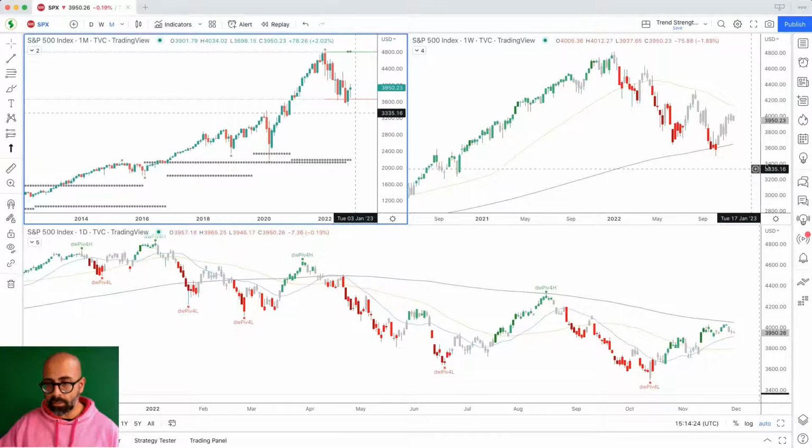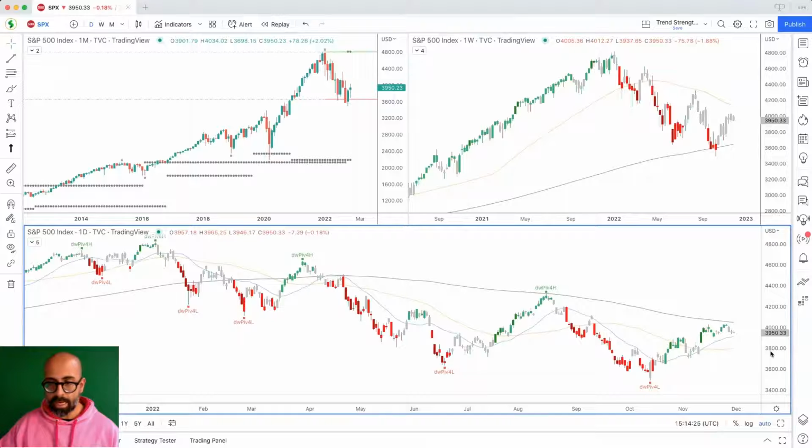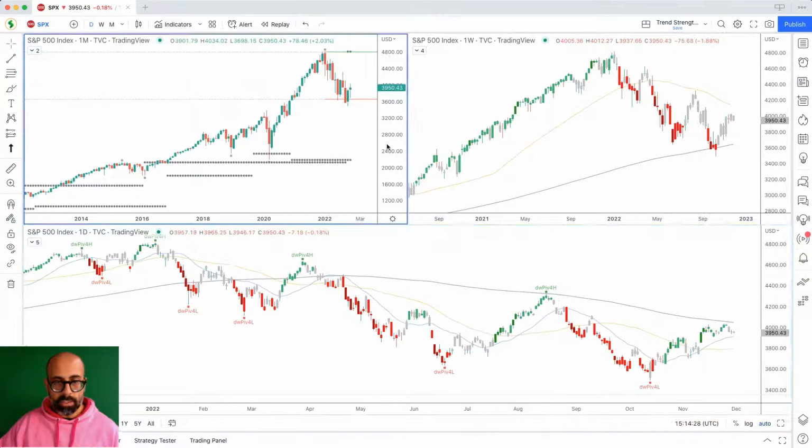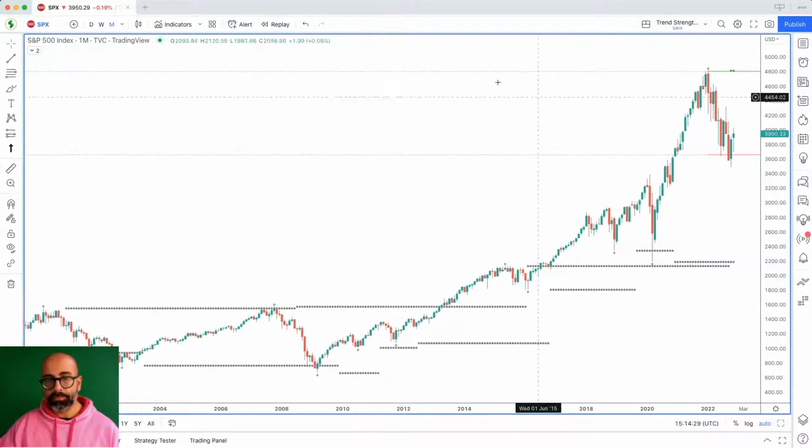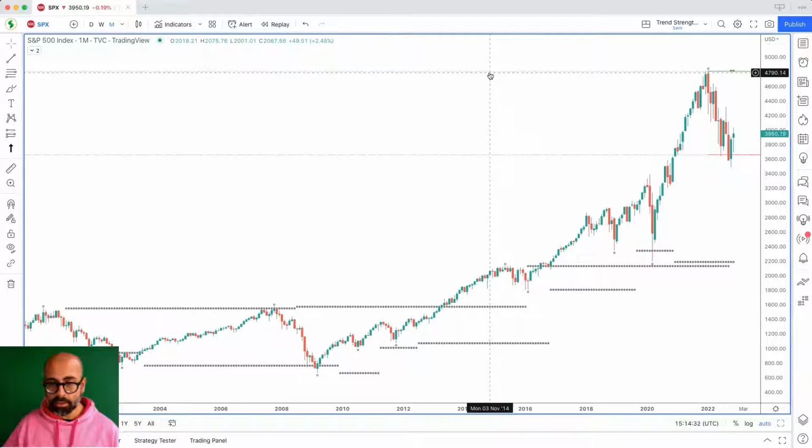I've got the monthly in the top left, the weekly in the top right, and the daily time frame down here across the bottom. So if I just open up the monthly time frame, I've got this indicator here. These are the tools that we have developed. We've used PineScript, which is the language within TradingView, and we've developed these tools. So the green is the high of last year, and the red line here is the low of last year. This is the highest point of 2021, and this is the lowest point of 2021.